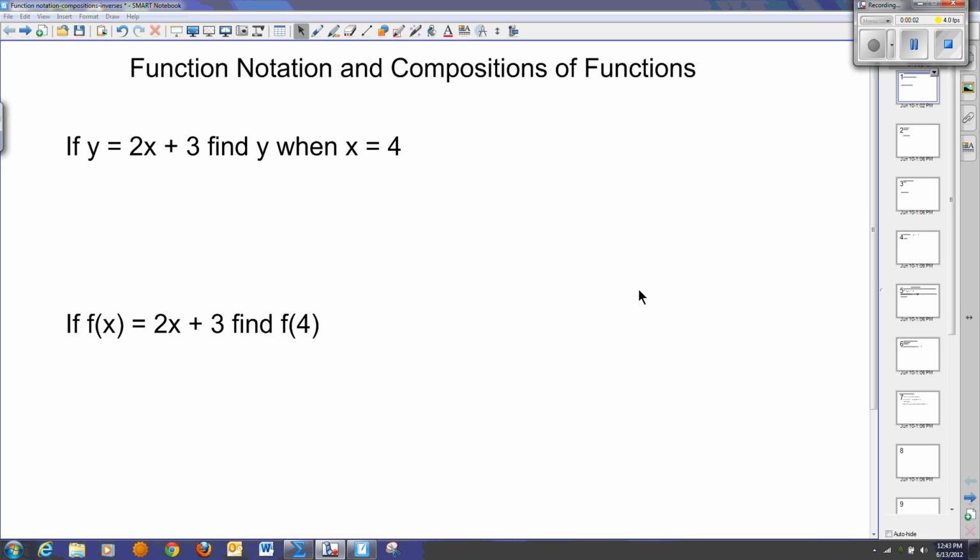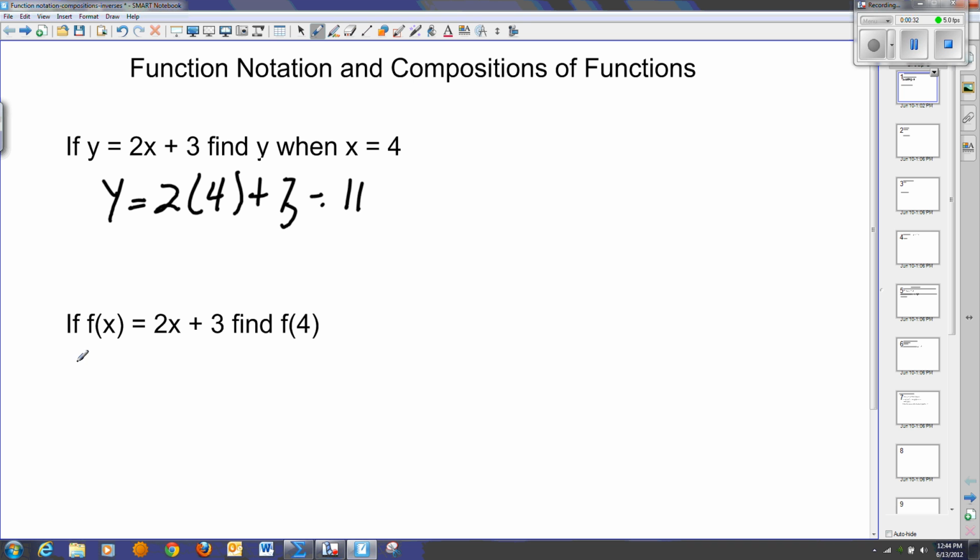Today the lecture is going to focus on function notation and composition of functions, and we're going to start kind of back in Algebra 1 again. If y is equal to 2x plus 3 and we want to find y when x is equal to 4, it's as simple as taking and replacing the x with a 4, adding 3 to it, and ending up with 11.